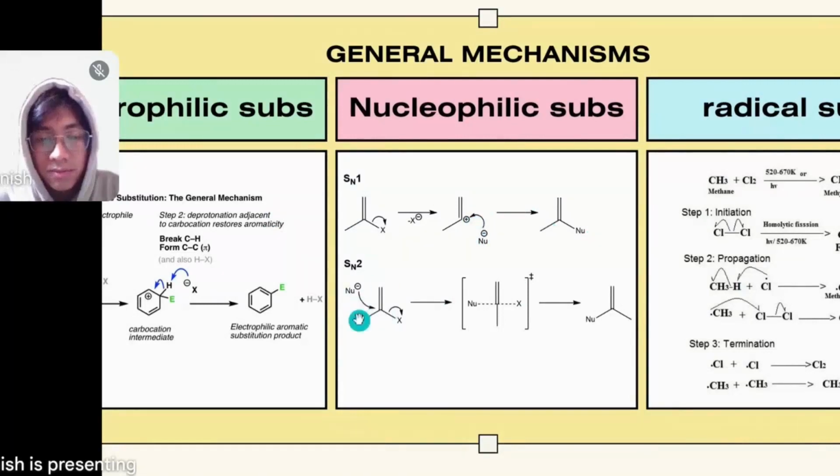In SN2, the reaction goes all at once, in one go. That means when the nucleophile attacks here, the carbon here will ionize, and this one will become the nucleophile. It happens all at once. This is the intermediate. As you can see, it has a partial bond here and a partial bond here, and then this one will break and this one will form. So as you can see, it formed the final product.